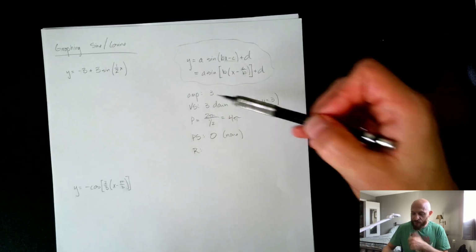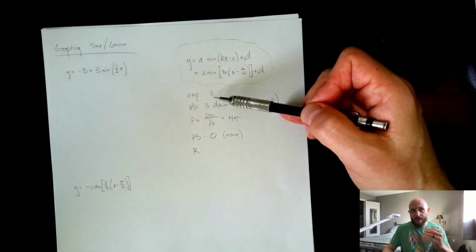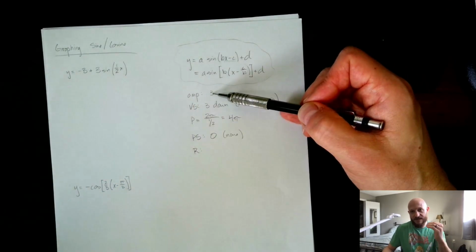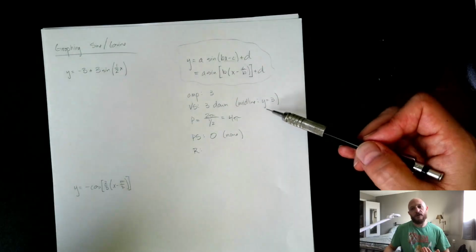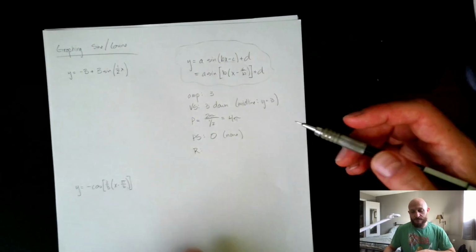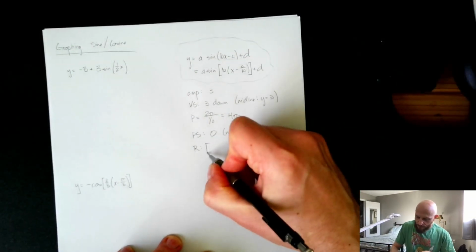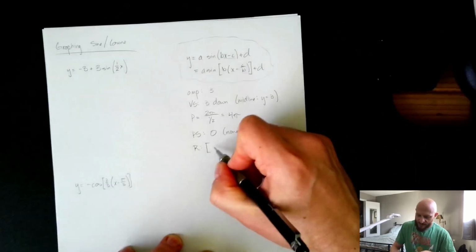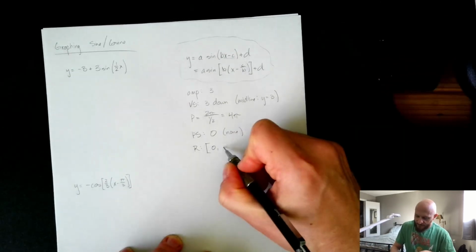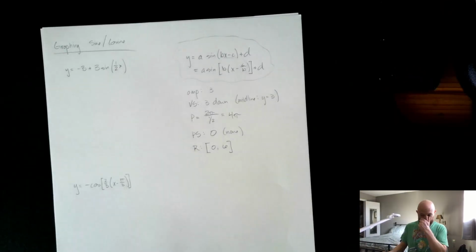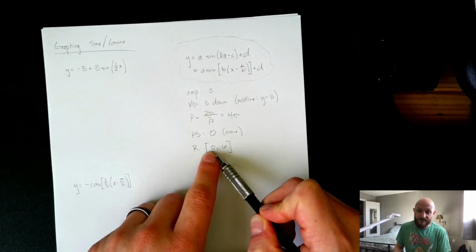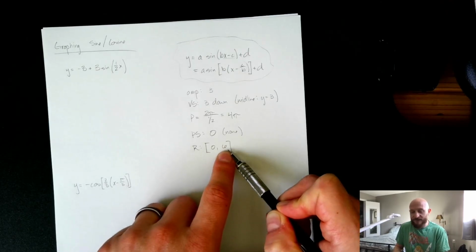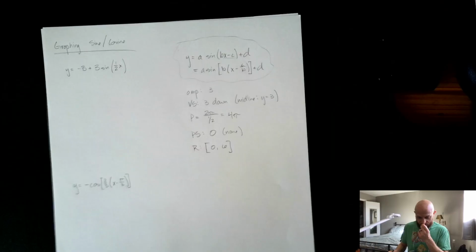So if the midline is 3 and the amplitude is 3, the distance from the midline to the peak is 3, which means the highest point of our wave is going to hit a value of 6. Midline minus 3 is 0, so the trough is going to be at 0. So the range is from 0 to 6. So d minus the absolute value of a, to d plus the absolute value of a, gives you the range.